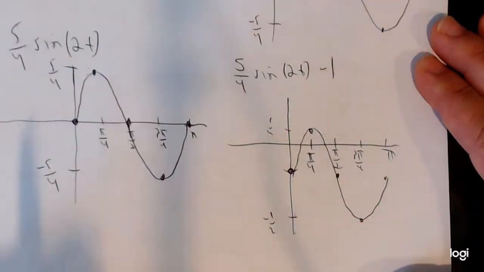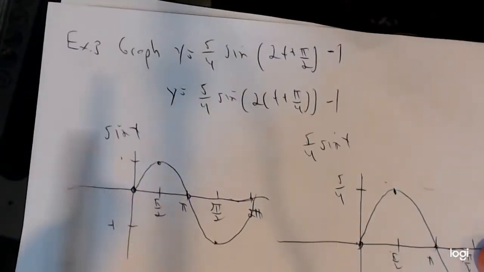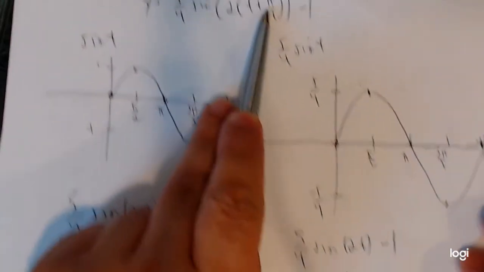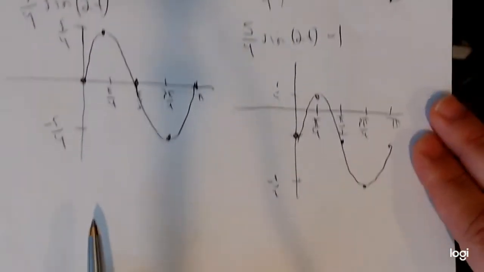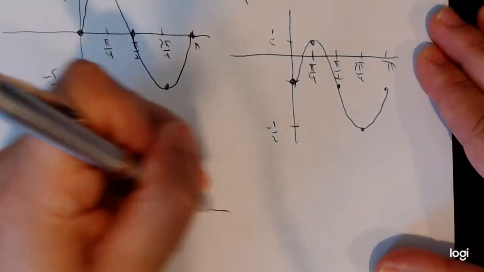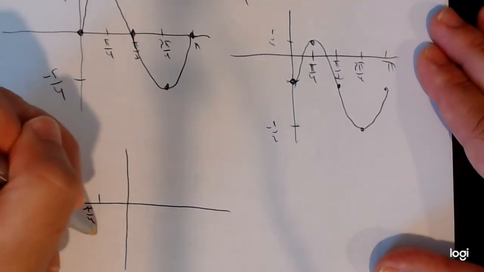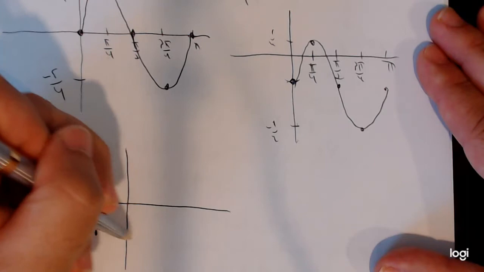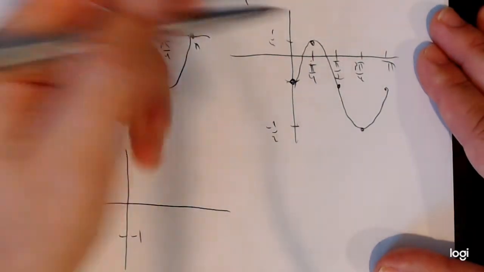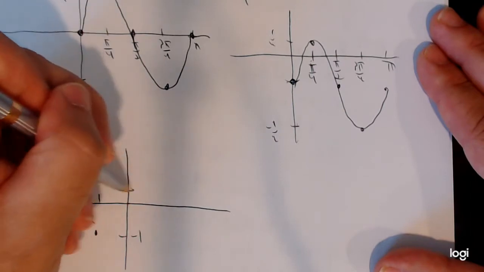Okay, so the last thing I need to do is what? If I come back up here and look at this, the plus pi over 4 means move it to the left pi over 4 units. So if I move things to the left pi over 4, what do I get? If it's 0, now it'll be at negative pi over 4, and it'll be negative 1.